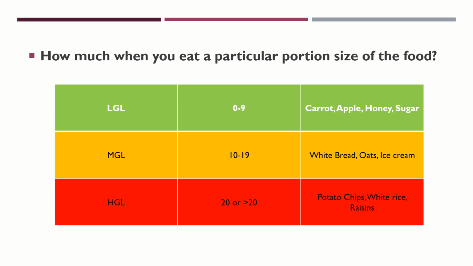So low means you have the examples carrot, apple, honey, sugar, and moderate means white bread, oats, ice cream, and high means potato chips, white rice, raisins. So you have the question here: honey and sugar are in the green zone and ice cream is in the moderate zone. So why are people saying nowadays that it's not good to consume sugar on a regular basis, or ice cream on a regular basis? Here the answer is glycemic load. So how much you are taking is very important, and we'll have a very clear answer in the next slide.